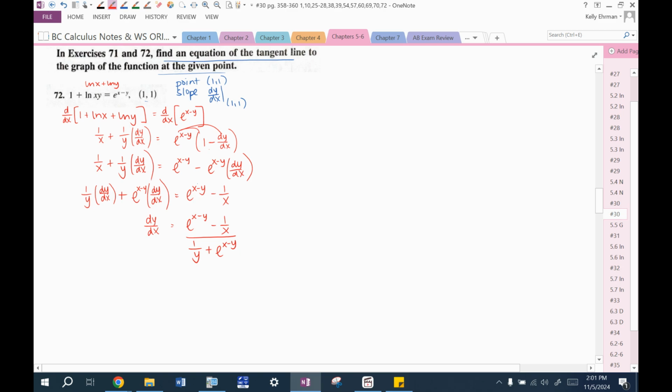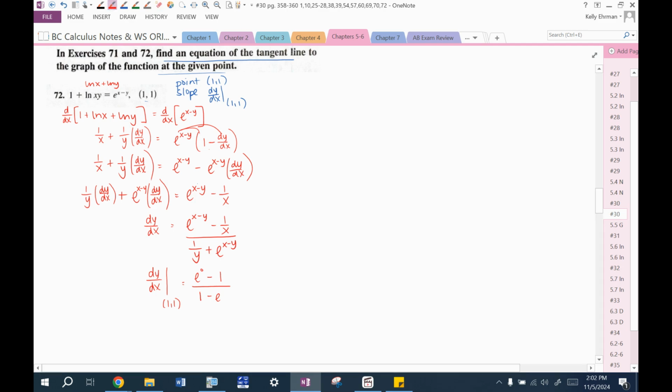Remember, we're not trying to find dy dx, really. We're trying to evaluate dy dx at a point. So once you get it to a place where you've isolated dy dx, just start plugging the numbers into it. It's okay if it's a complex fraction. We can plug in numbers into that. So this becomes e to the 1 minus 1, minus 1 over 1, over 1 over 1 minus e to the 1 minus 1.